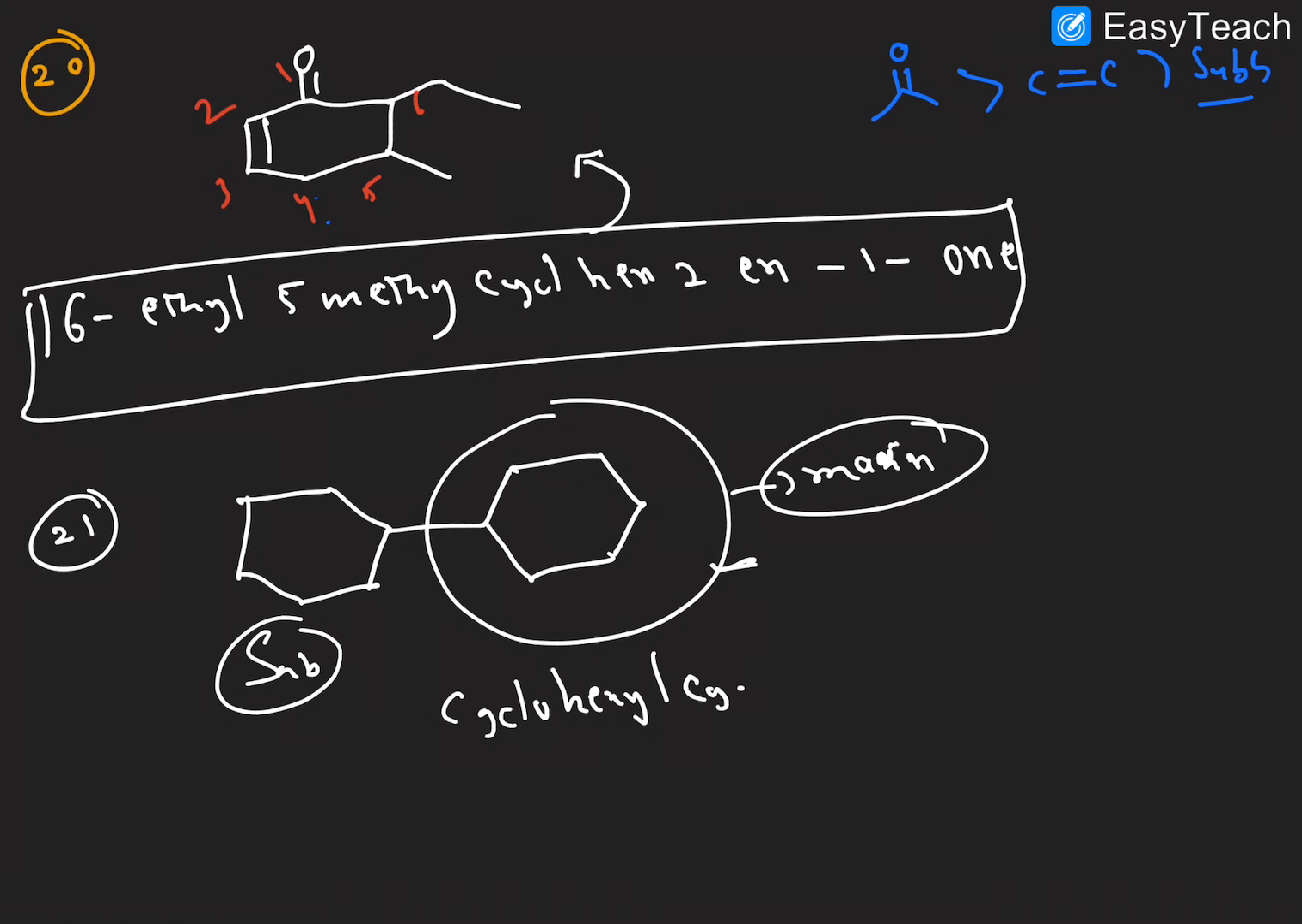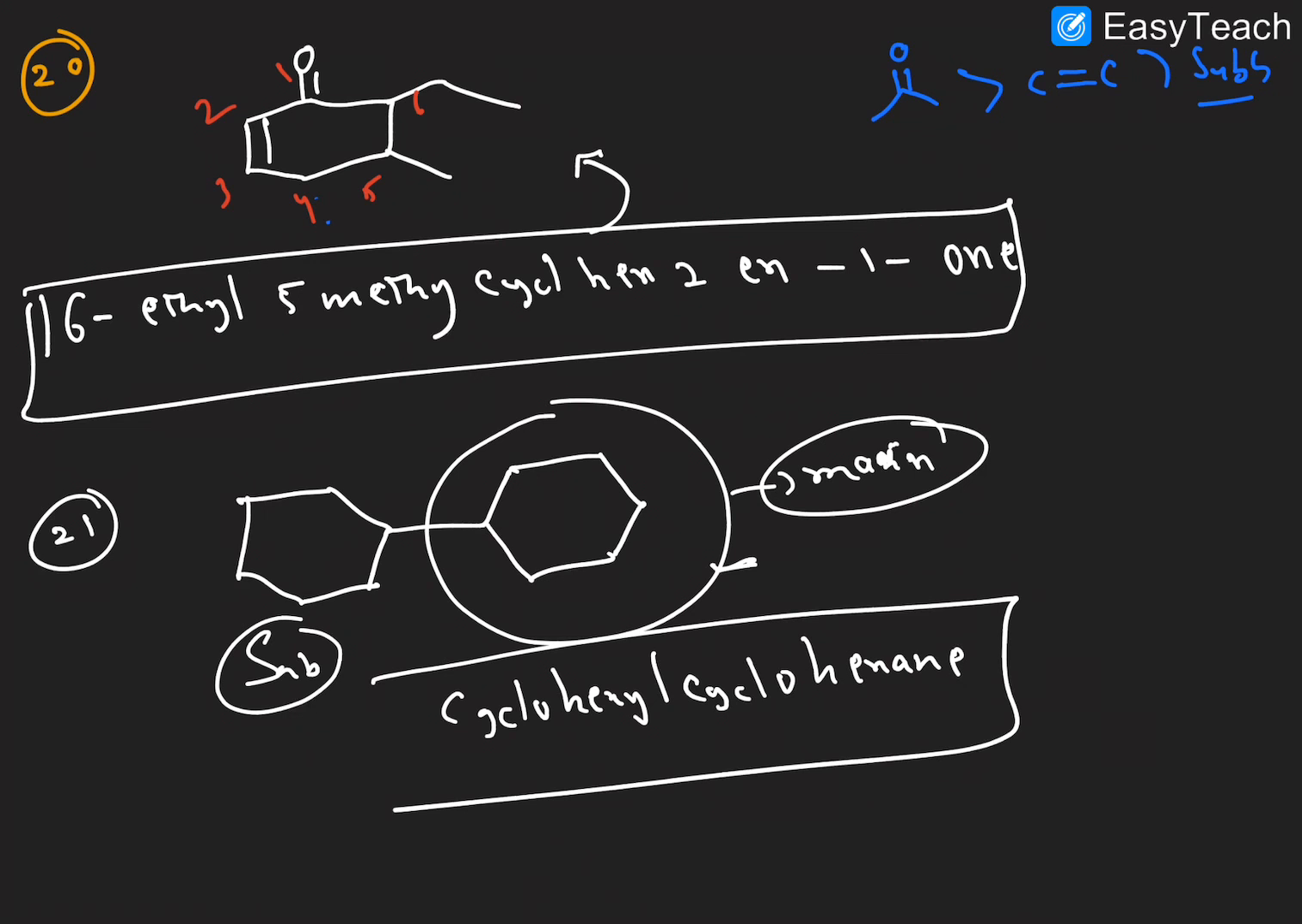And what is the name of this main chain here? The main cyclic compound, cyclohexane. Very important names here: cyclohexyl, cyclohexane. So this is the name of this compound.